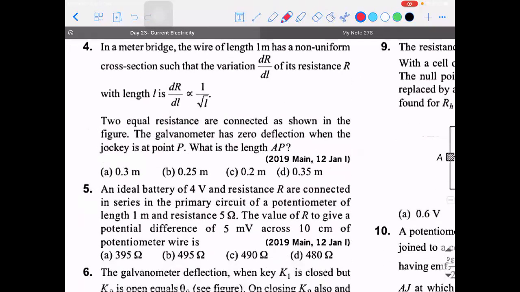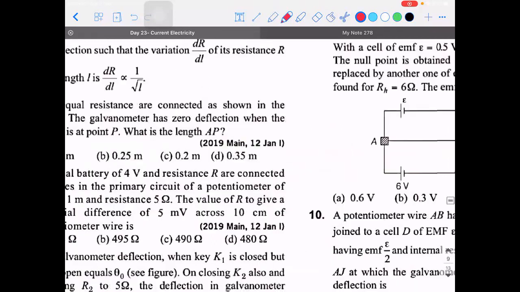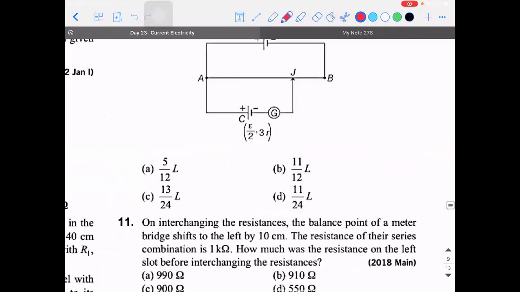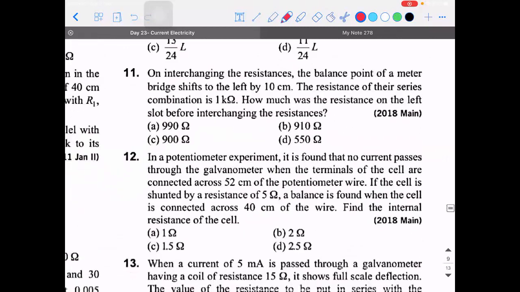Okay, so one last problem we'll do on meter bridge, then we can wind up. Yeah, let's try this.